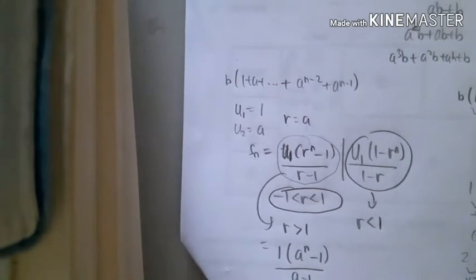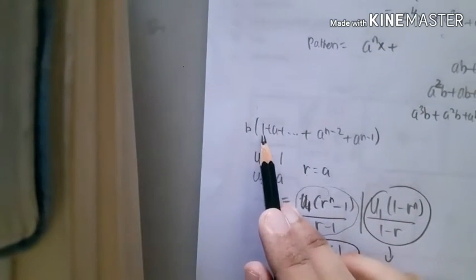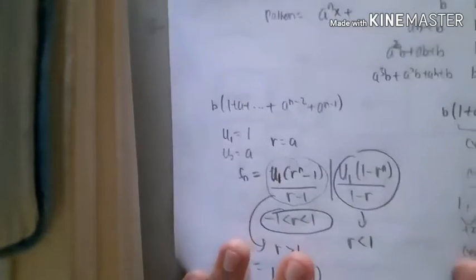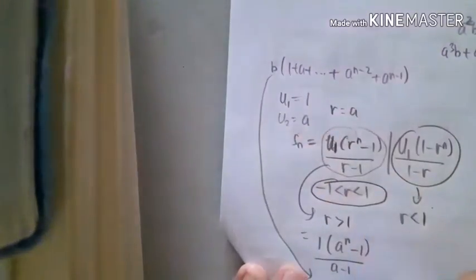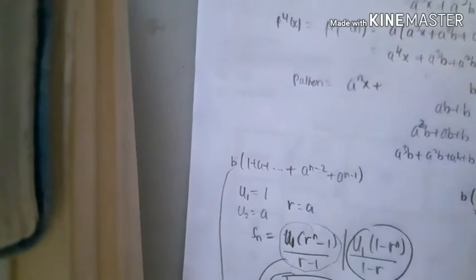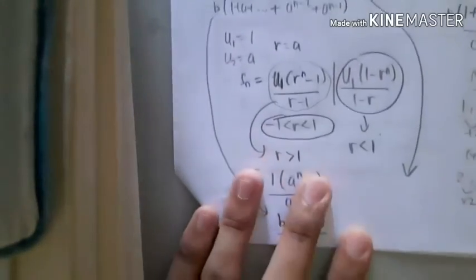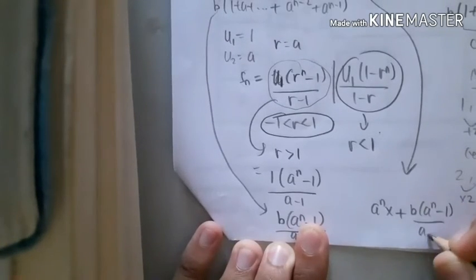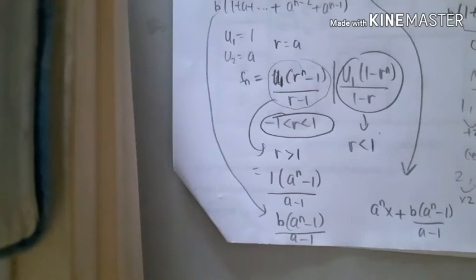Okay, so we change this b multiplied by, in the bracket, 1 plus a plus dot dot dot until a to the power of n minus 2 plus a to the power of n minus 1, and we can change that into b times (a to the power of n minus 1) over (a minus 1). Now we can add to the real pattern. We say that this is a to the power of n x plus b times (a to the power of n minus 1) over (a minus 1). So this is the answer for number 1.